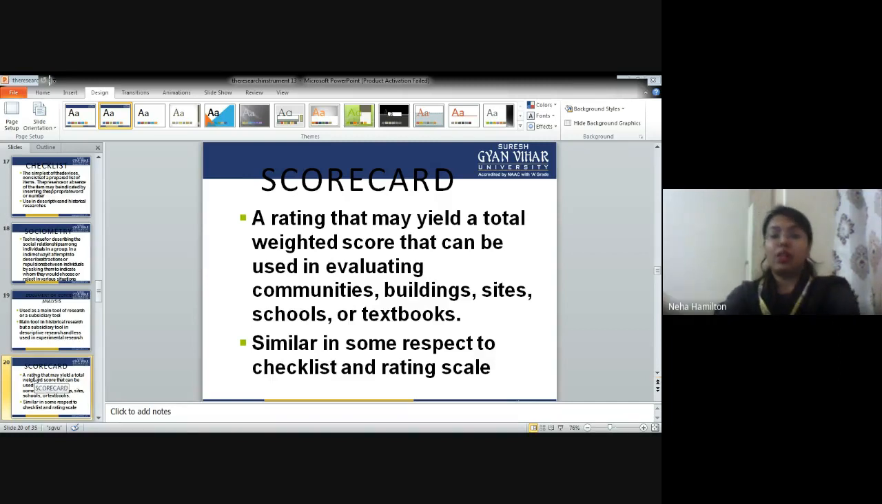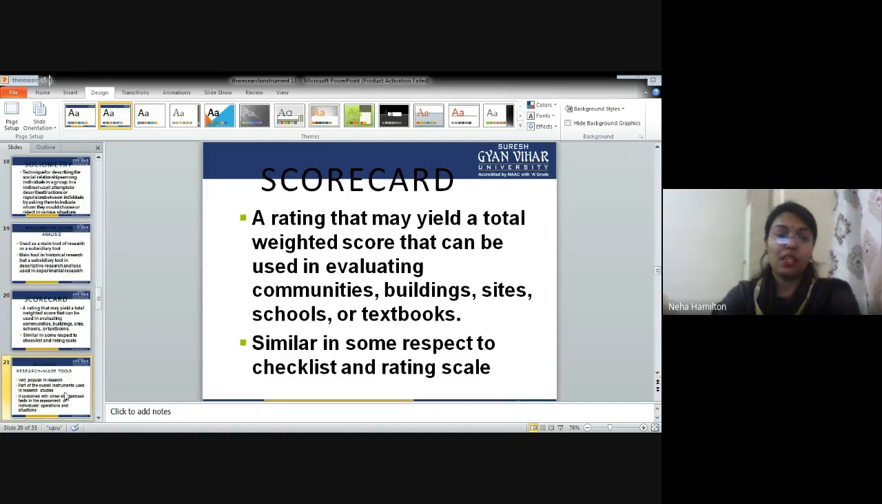Then we have scorecard. Scorecard is a rating that may yield a total weighted score that can be used in evaluating communities, buildings, sites, schools, or textbooks. Similar in some respects to checklist and rating scale. So when do we use scorecard? It is basically a rating scale that yields a weighted score that can be used in evaluating. Evaluating what? Communities, buildings, sites, schools, and textbooks. So this is again another technique.